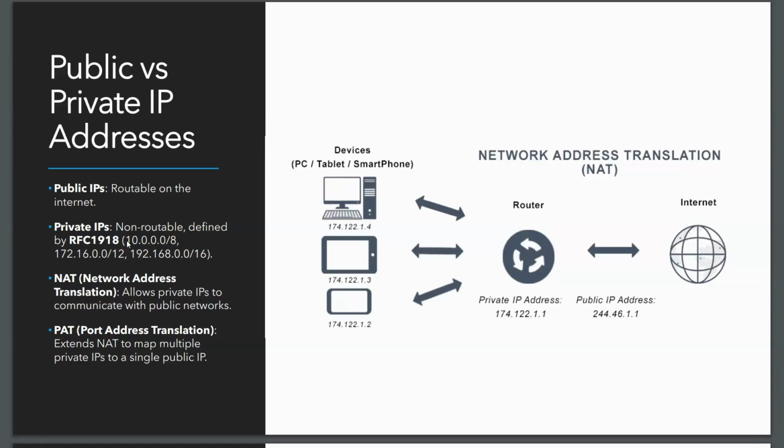Now, these IPs require a translation mechanism to communicate with public networks, which brings us to the concept of NAT, or Network Address Translation. NAT is what allows private IP addresses to access the internet by mapping them to public IP addresses. There is also PAT, which is Port Address Translation, which allows multiple private IPs to share a single public IP using different port numbers.